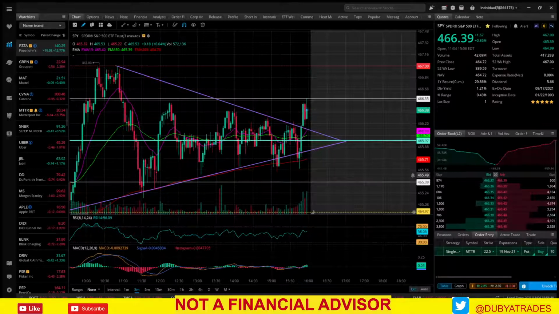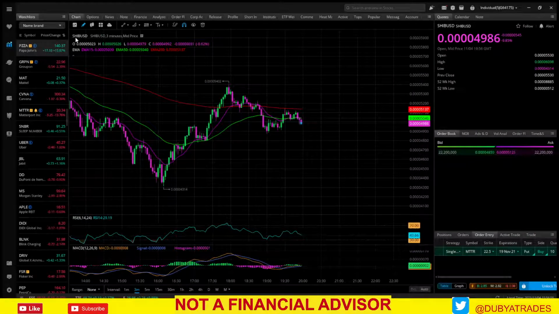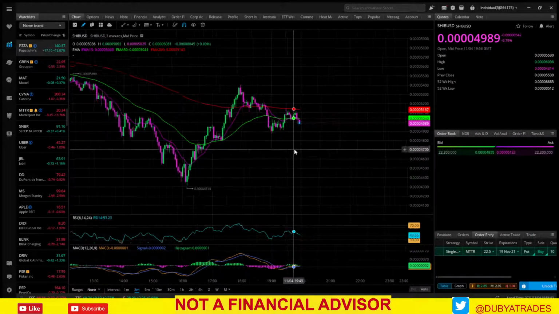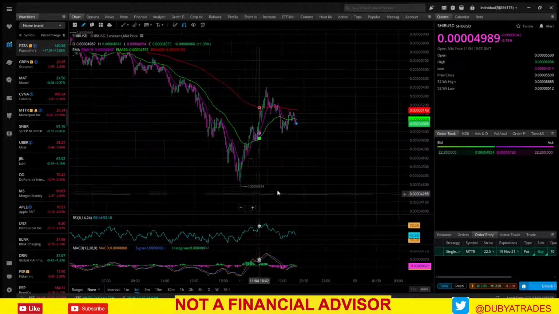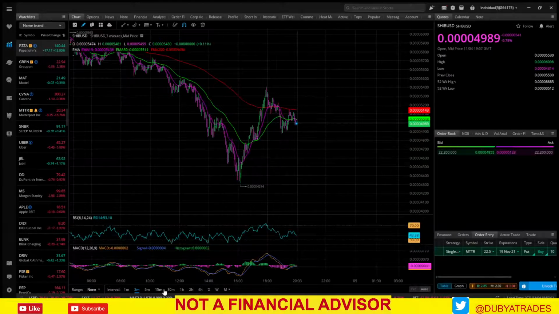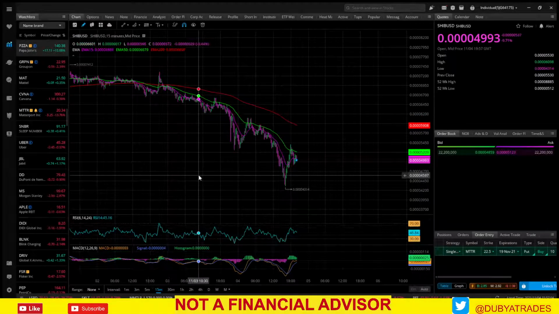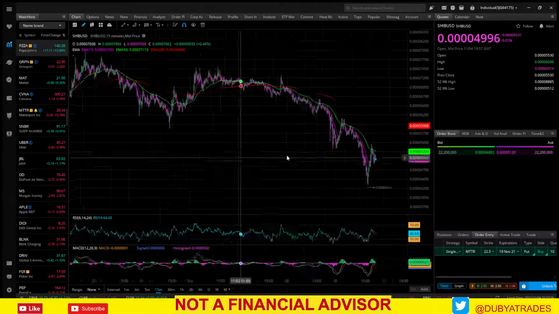SHIB. I've not looked at SHIB in a little while. Let me get rid of that. Let's take a look at it real quick. Shiba Inu. Ooh, it's getting rejected on the intraday.